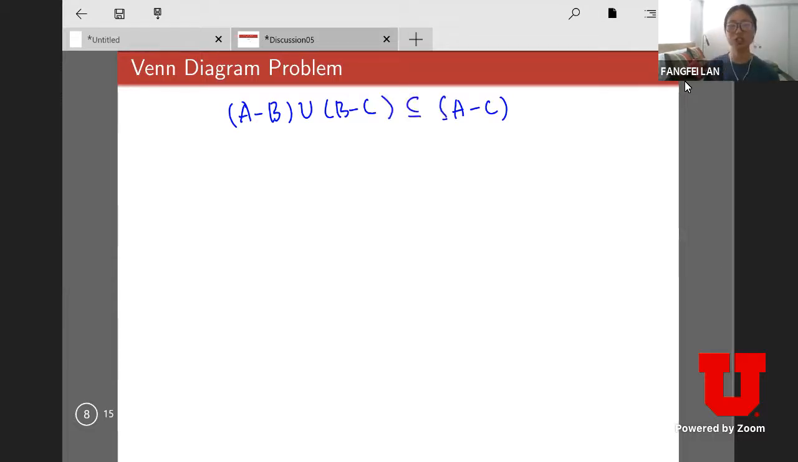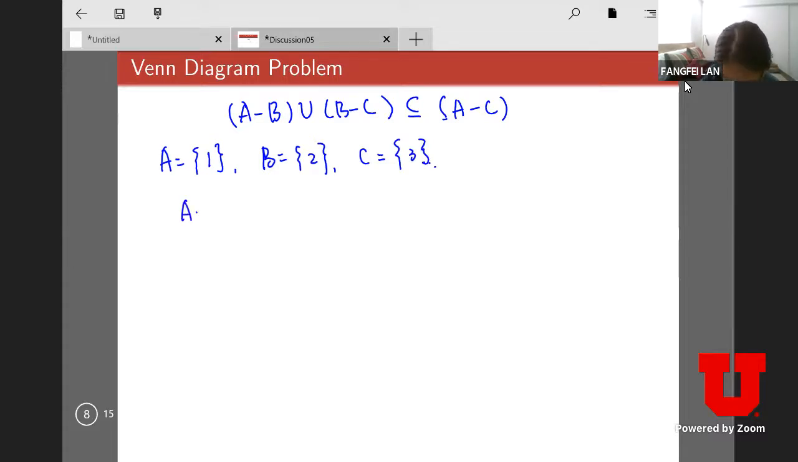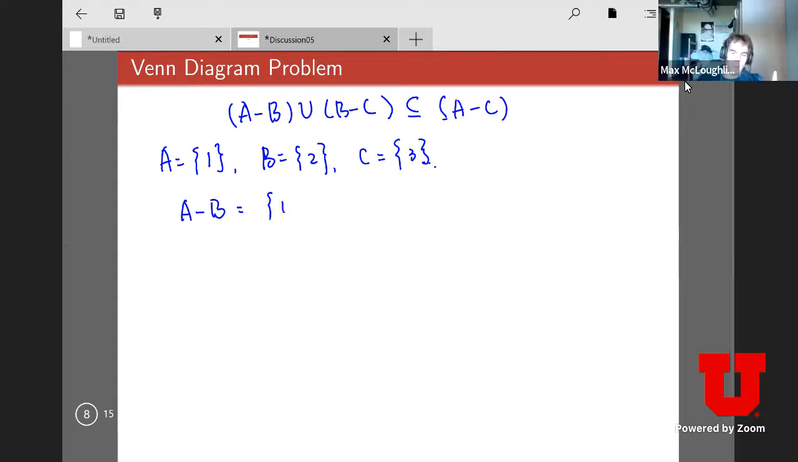So normally I would suggest just give the simplest example you can think of. So let's say A is equal to just one number, and B also, and C also. So what is A minus B? If A is 1, B is 2, C is 3. What is A minus B? 1. Yep. Element that is in A but not in B, that is 1.